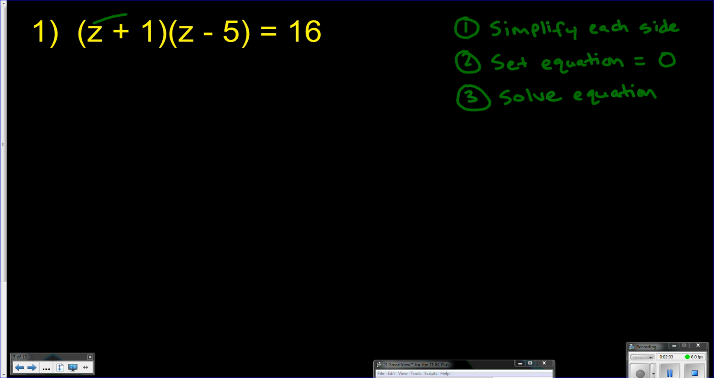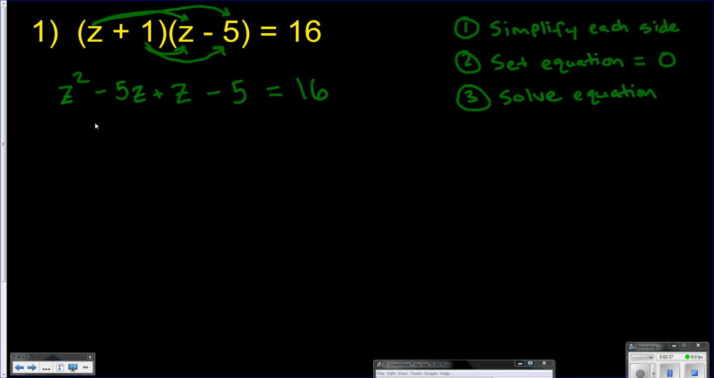I'm going to do z times z is going to give me z squared. My z times my negative 5 is going to give me negative 5z. 1 times z is going to give me plus 1z, or plus a z. And then 1 times negative 5 is going to give me a negative 5. Now this equation still equals 16 at this point. Let's combine our like terms here.